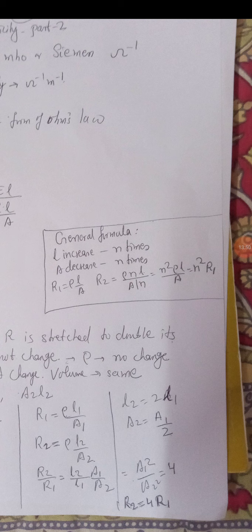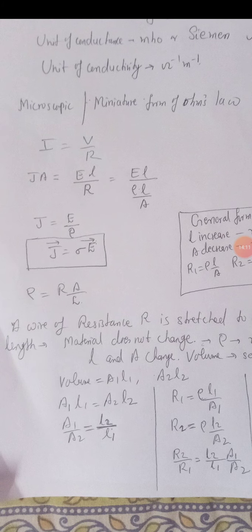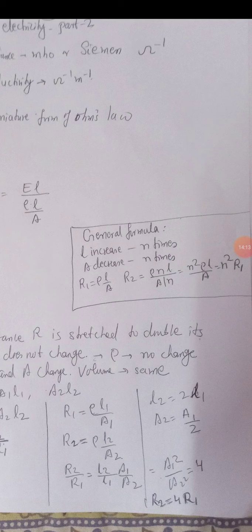So here, student, you have to note one thing. I have got R2 equal to 4R1. Means when I stretch the wire to double its length, the resistance increases by 4 times. Okay student, see the method once again. The volume is the same, resistivity remains the same. Then I applied the formula and ultimately I got A1 square by A2 square is R2 upon R1.